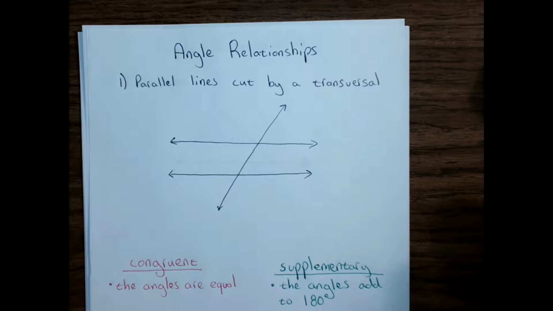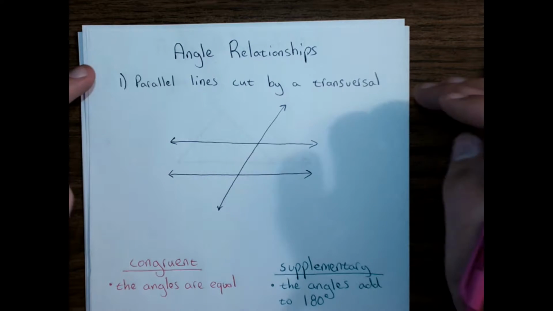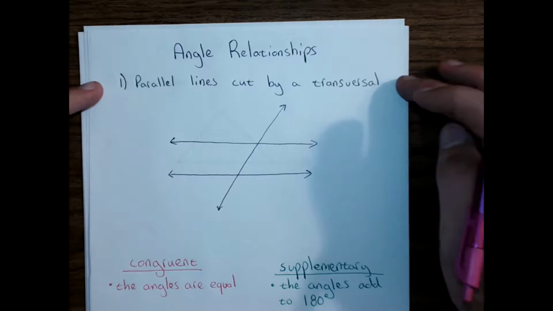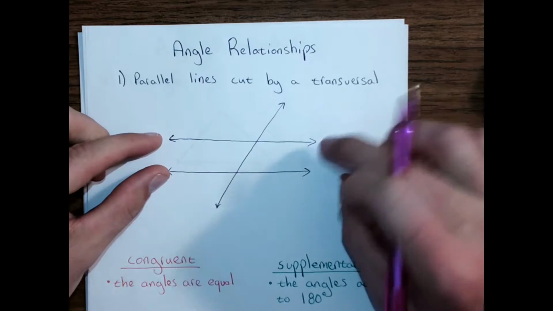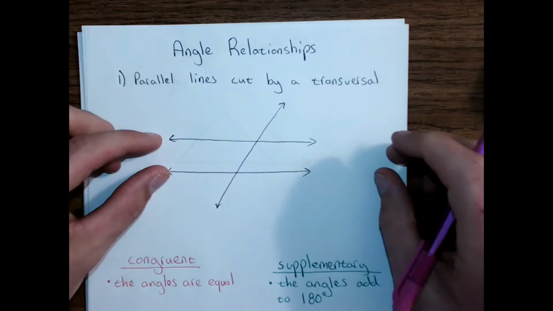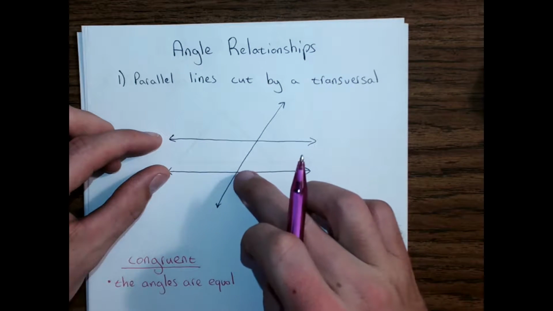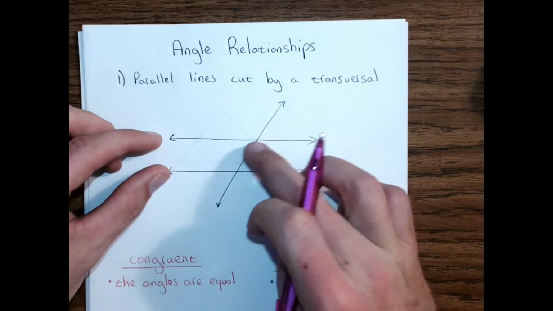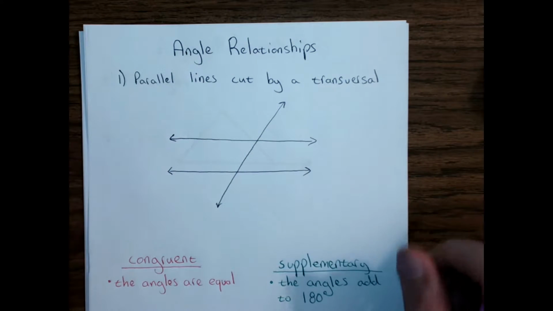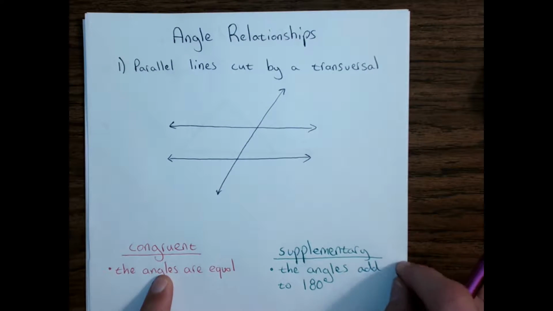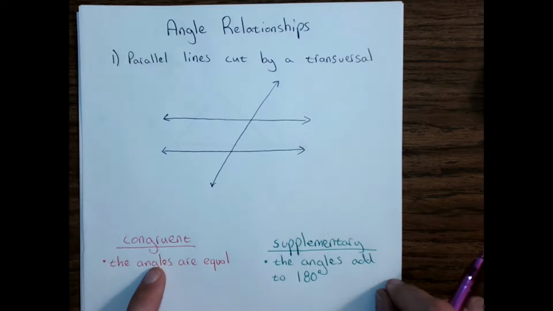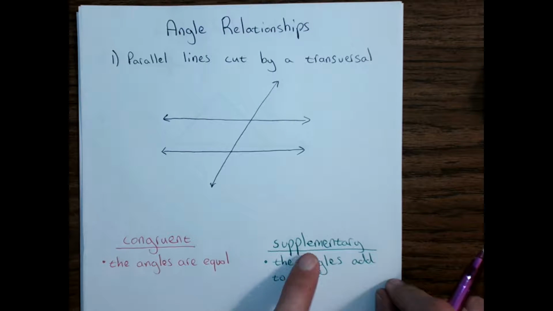In this video, I am going to make the effort to help you understand angle relationships. The first type of angle relationship is parallel lines that are cut by a transversal. You can see that that creates 4 angles at each intersection point. Sometimes those angles are congruent, that is, they are equal to each other. And in other instances they are supplementary, and that means that the angles add up to 180 degrees.